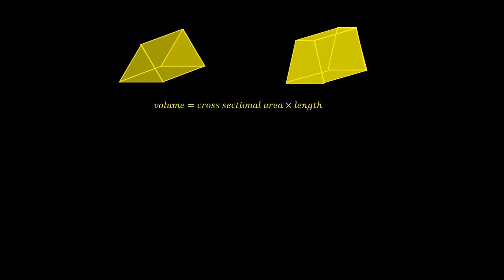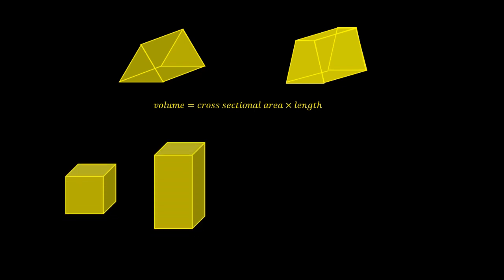Now, let's look at two more shapes. The one on the left is called a cube, and the one on the right is called a rectangular prism. While these shapes have specific names in geometry, they are essentially both prisms. Therefore, their volume can also be calculated as cross-sectional area multiplied by height. In practice, however, we often use the more familiar expression, base area multiplied by height.